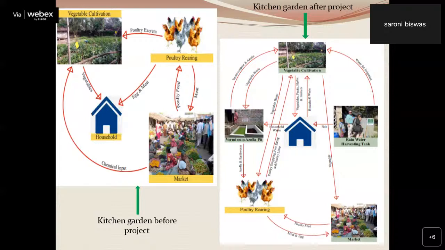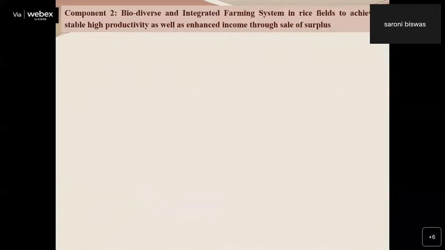They are using the rainwater harvesting tank, and some fish are also cultivated in that tank, and in this way some integration is given. Around the year they are getting different seasonal crops, and not only the adequate supply of food but also the nutritious supply of food is reached to the household.